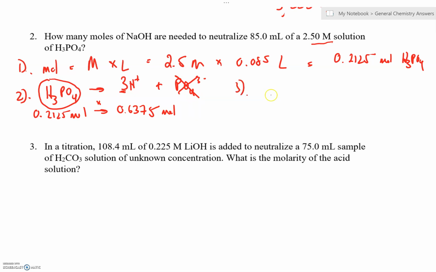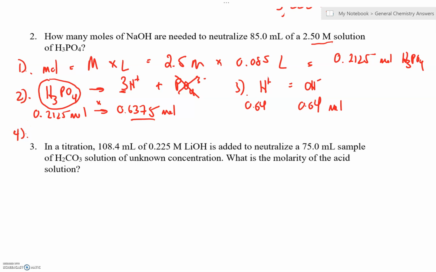Step 3, we know that however much H plus we have, it's equal to the OH minus that we're going to need. And so if you have 0.64, right, I'm just rounding this. If you have 0.64 moles of H plus, you're going to need 0.64 moles of OH minus. Okay?